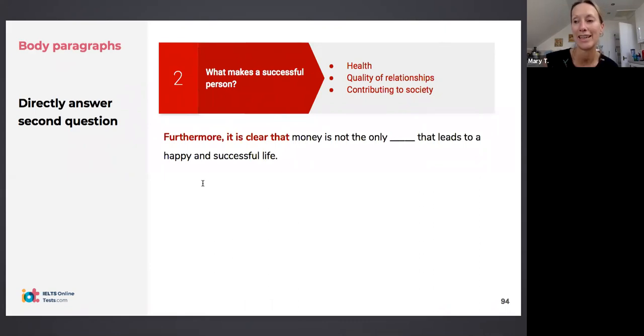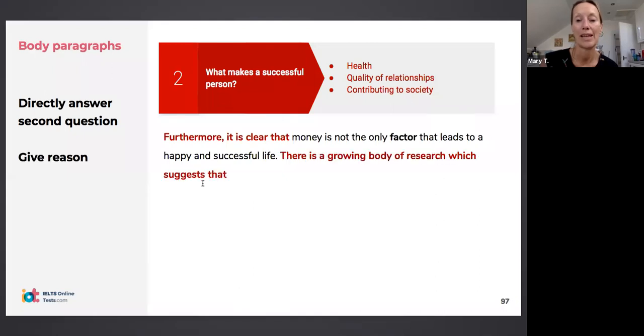Try to avoid using thing. Why? What's the problem with the word thing? It has the right meaning, but yeah, it's too general, exactly. It's very common. It's not academic. It's a little bit vague. It's not clear. So you need to be clear about what you're referring to. So factor makes sense here. Give a reason.